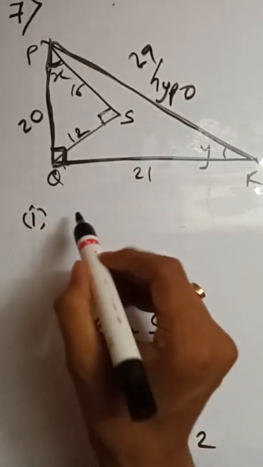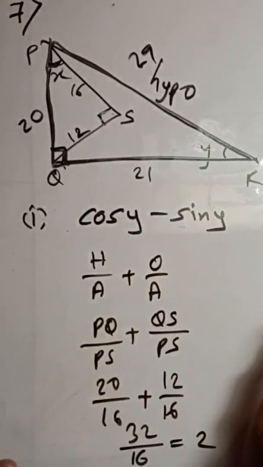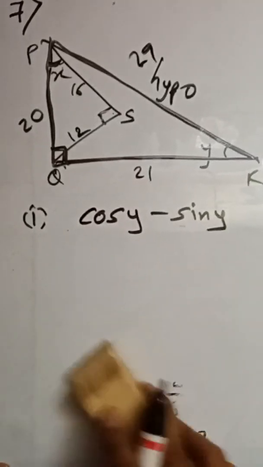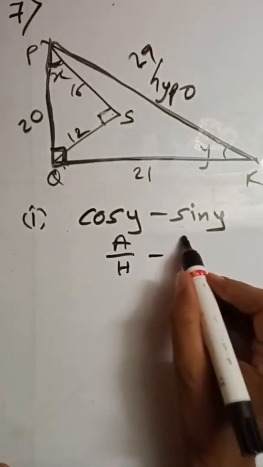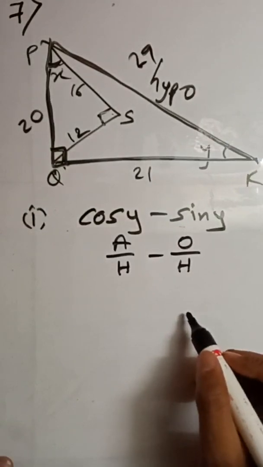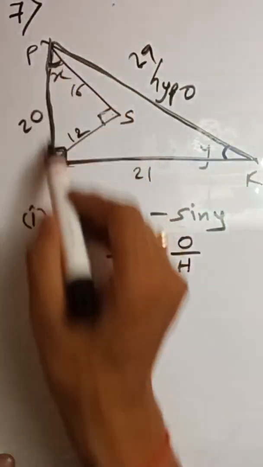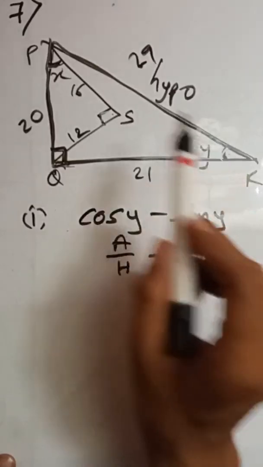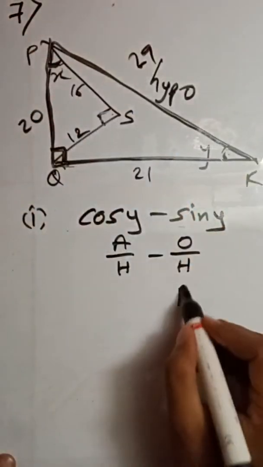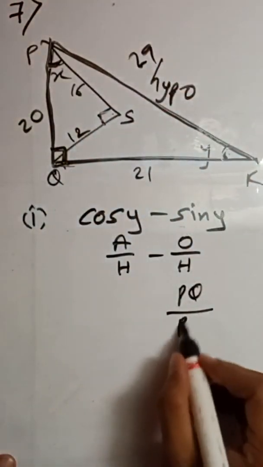Sub question 2, we need to find cos y minus sin y. So what is cos? The formula for cos is a upon h, and sin is O upon h. Okay, y means this triangle, the bigger triangle, the full triangle. So for this y, the opposite side is this PQ. PQ will be opposite. Hypo is 29. PR will be the hypo.